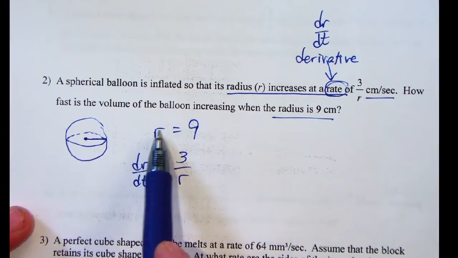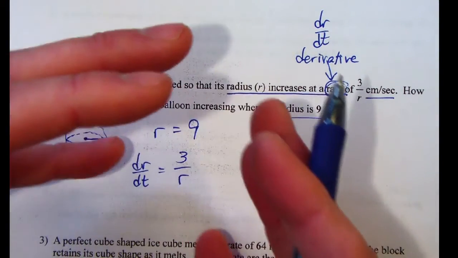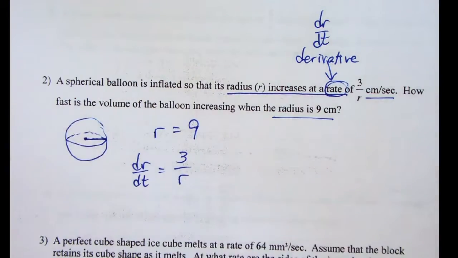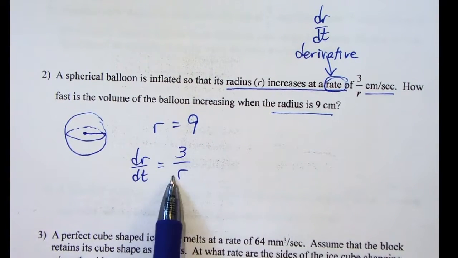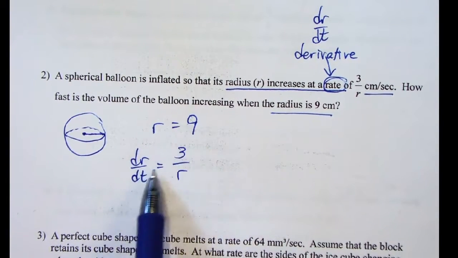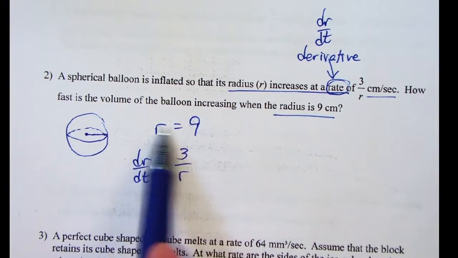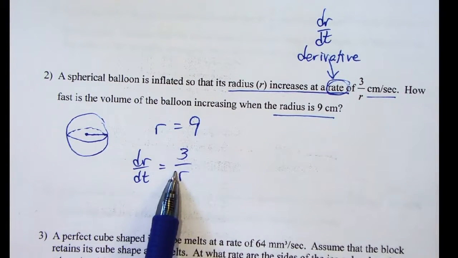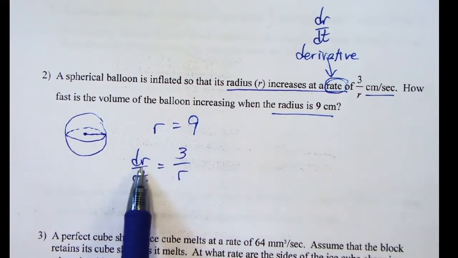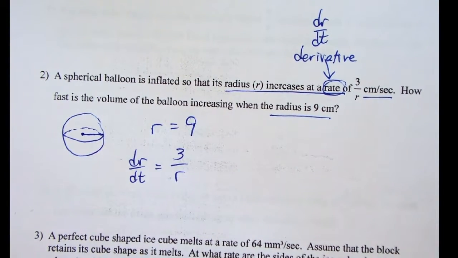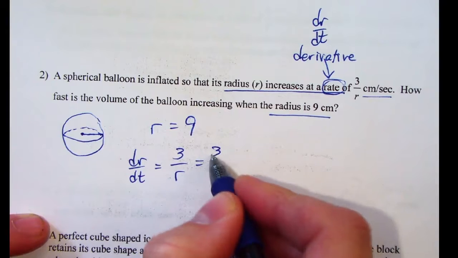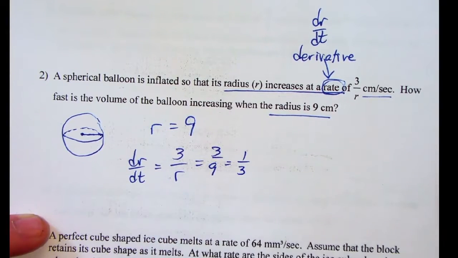So there's a difference between these. This is the radius is 9. So this balloon is getting bigger and bigger and bigger. And at that instant when it hits 9, this is how fast it's changing. This is like your original. This is your derivative. This is an amount. This is a rate. This is like position. This is like velocity. And then I can go a step further here and say, okay, well, that's just 3 over 9. So dr/dt is 1/3.